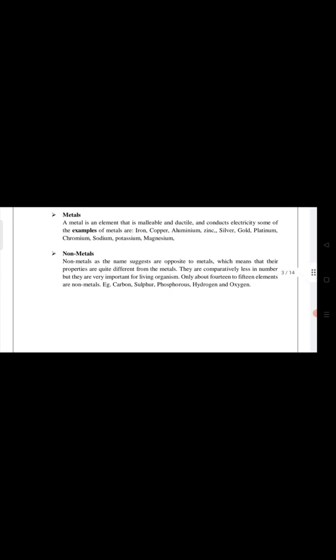But still, carbon is a non-metal. Diamond is made up of carbon, but diamond can be a good conductor of heat. In case of graphite, graphite is a non-metal, but still it can conduct electricity. So some exception part is there.